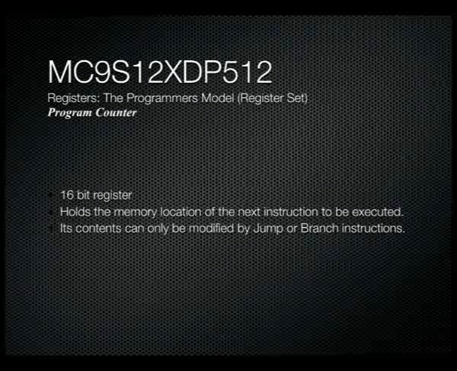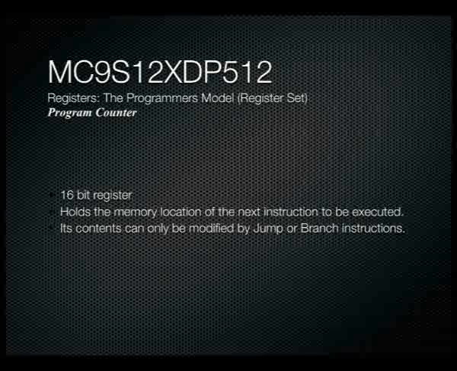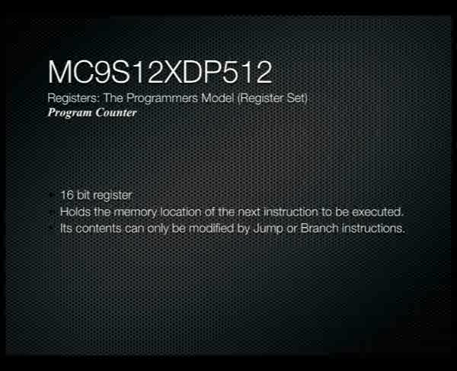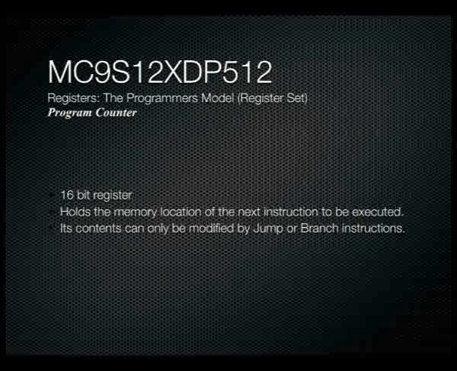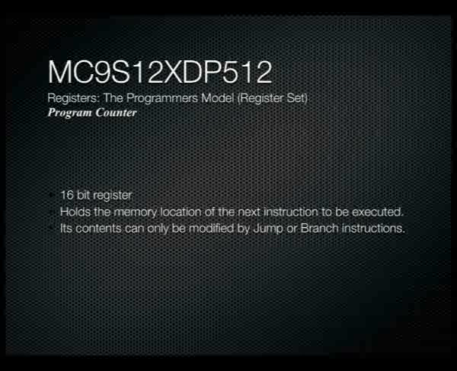Okay, the next register that's really important is, of course, the program counter. The program counter is a 16-bit register. It simply holds the memory location of the next instruction to be executed. So it simply points into memory where our next executable instruction is. And of course, a program counter can only be modified by jump or branch instructions. So you can't directly write to the program counter, but you can modify it by using a particular instruction such as a jump or a branch instruction.